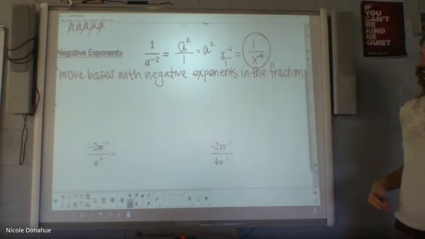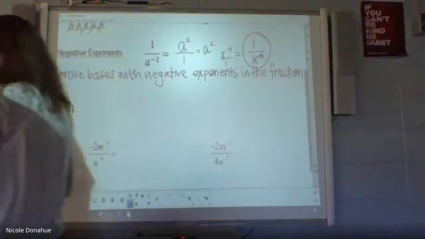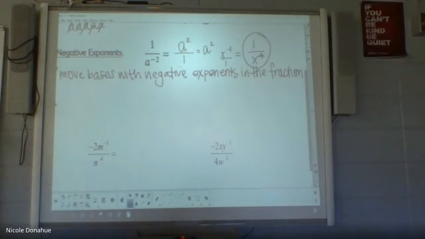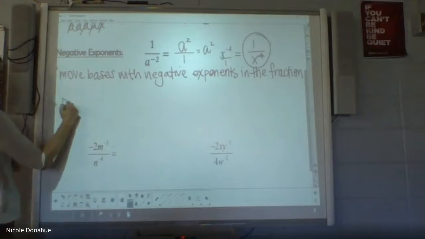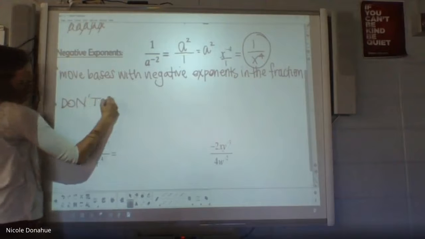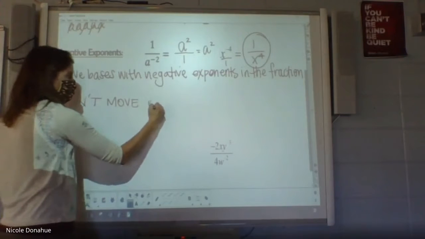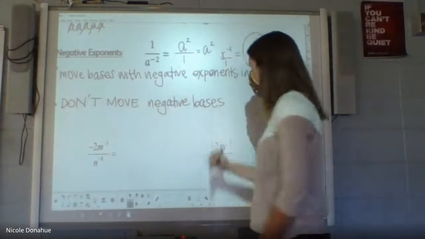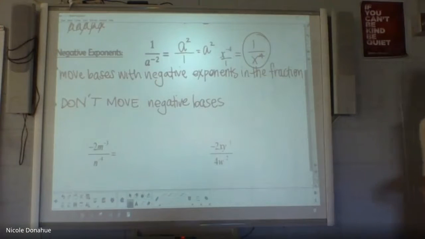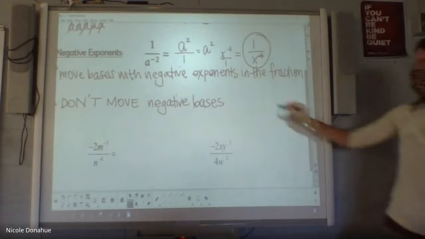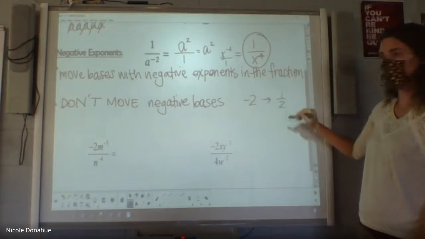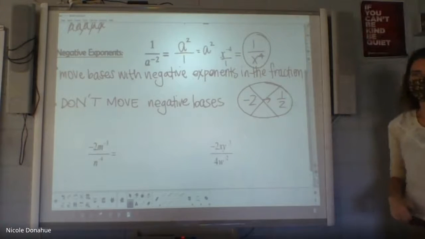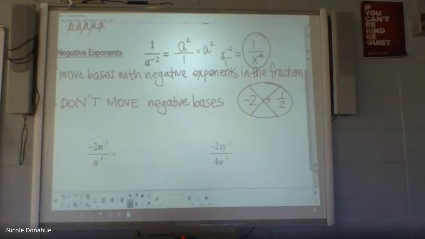Okay, one of the things I do want to point out though: you do not want to move negative bases. It's negative exponents that we want to switch. Once I teach this rule to my algebra students, a lot of times they're moving everything that's negative. So if they have a negative 2, they're like, oh, switch that to be 1/2. No, that's wrong. Don't do that. You don't move negative bases, only negative exponents.